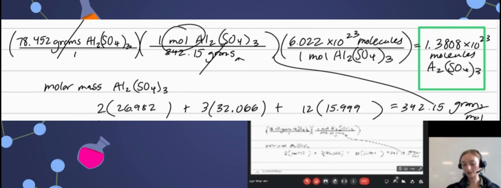So it's a simple conversion. We have grams, and we cancel that out, and now we have moles. And we know that in 1 mole of anything, but in this specific case it is aluminum sulfate, we have 6.022 times 10 to the 23rd molecules.